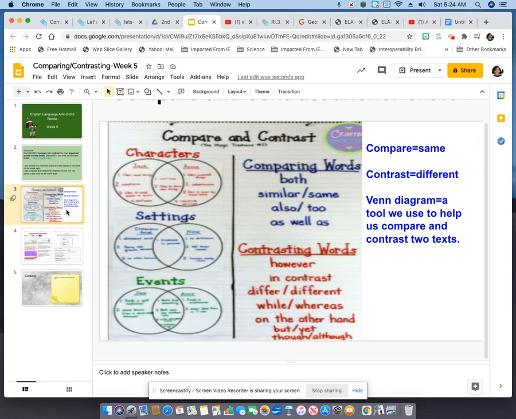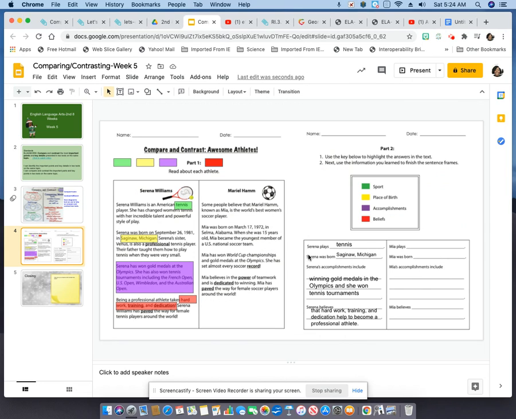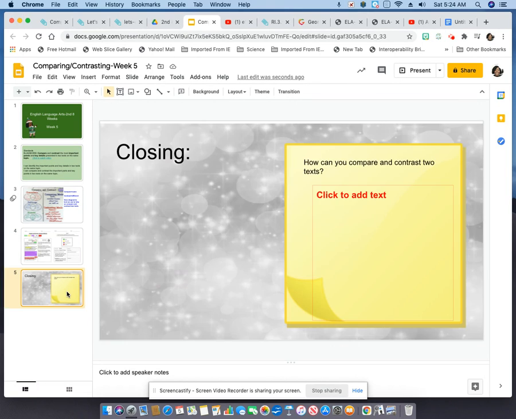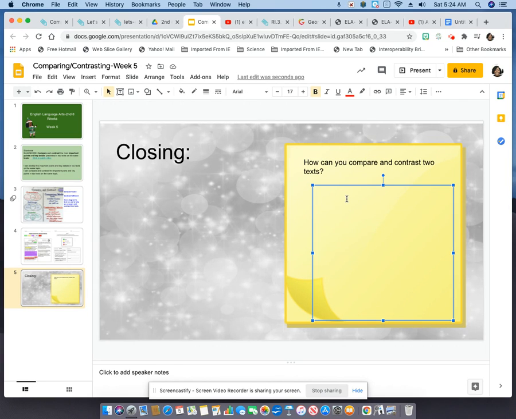Okay, make sure you look at the anchor chart about compare and contrast because you want to be familiar with these linking words, especially when you get ready to do your single paragraph outline and your framed paragraph for an assignment we will be doing later. And then once you finish this assignment, I want you to come down here to the closing, and I want you to tell me how you can compare and contrast two texts. So click in the box and tell me what you can do to compare and contrast two texts. All right, I hope this information helps you and you will receive a grade on this task. Thank you.